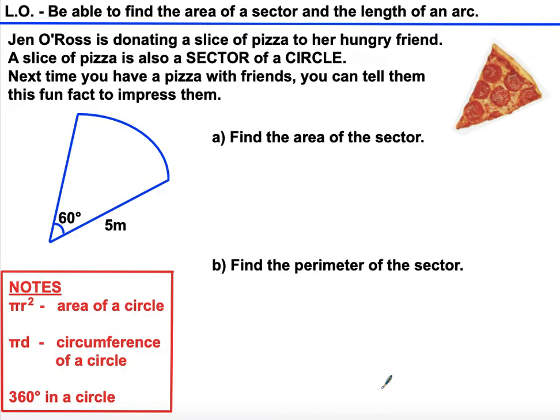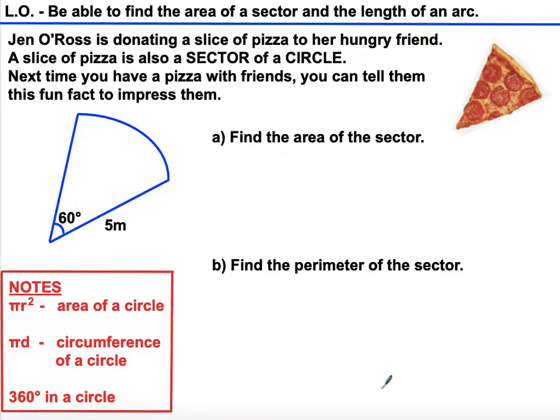Hello. Be able to find the area of a sector and the length of an arc. So, Jenna Ross is donating a slice of pizza to her hungry friend. A slice of pizza is also known as a sector of a circle. Next time you have a pizza with your friends, you can tell them this fun fact to impress them.